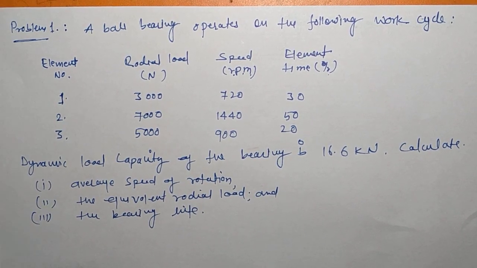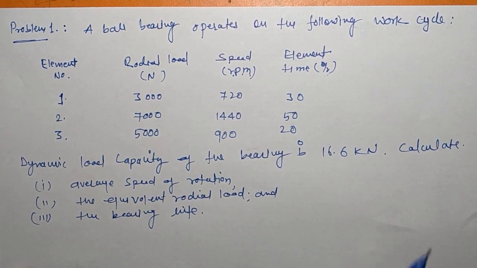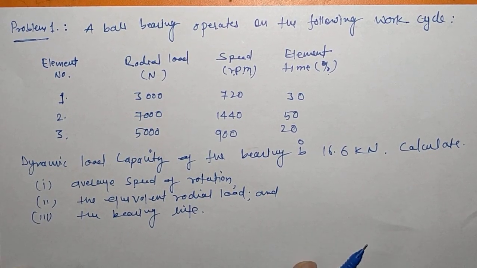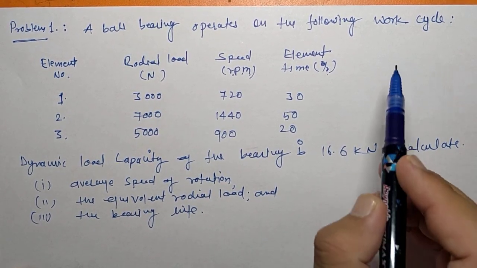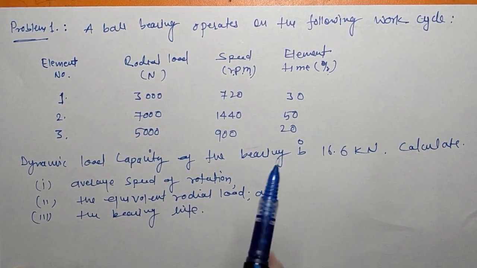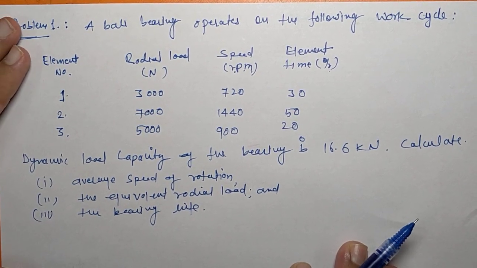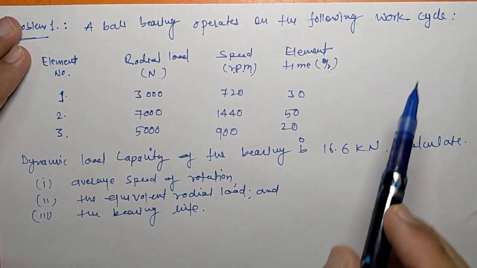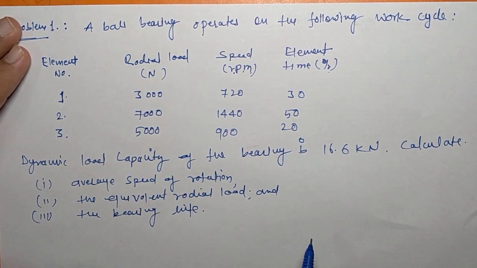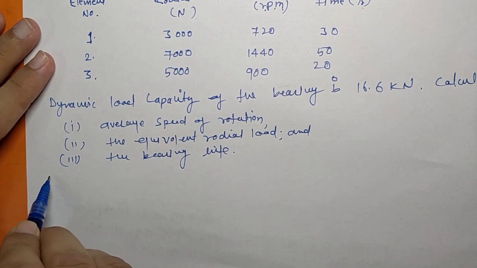So in this problem we are given a work cycle, and during the work cycle the radial load and speed are varying. First of all we need to know the duration of the work cycle, but in this problem we are not given the duration. So first of all we assume the duration of the work cycle.